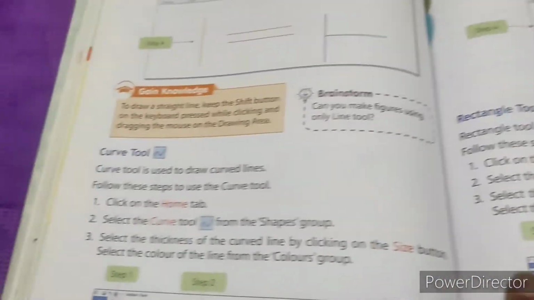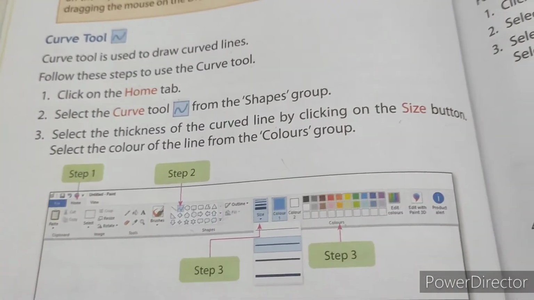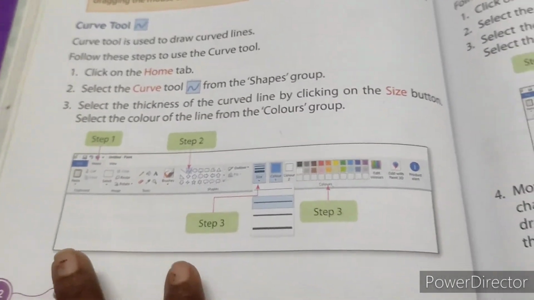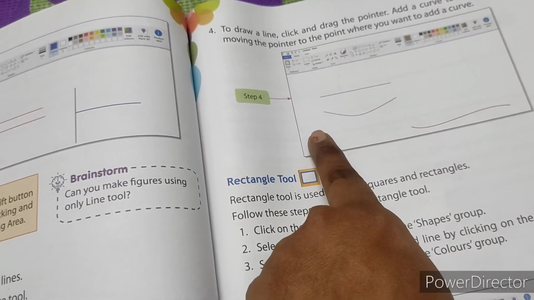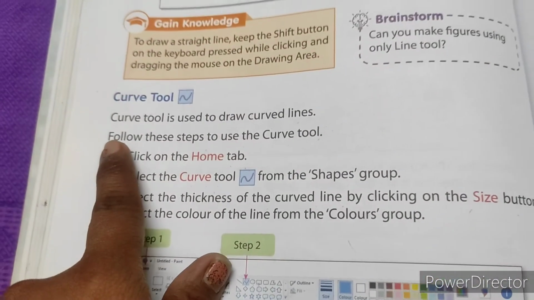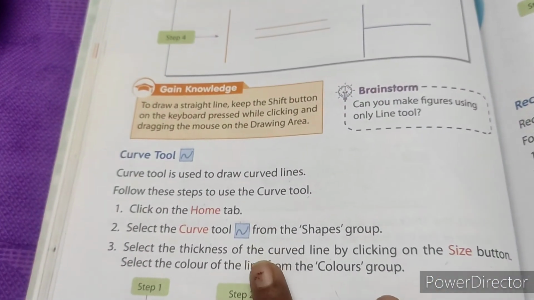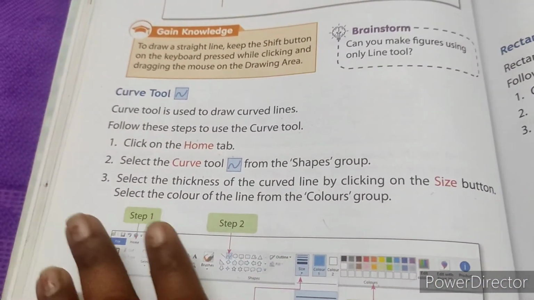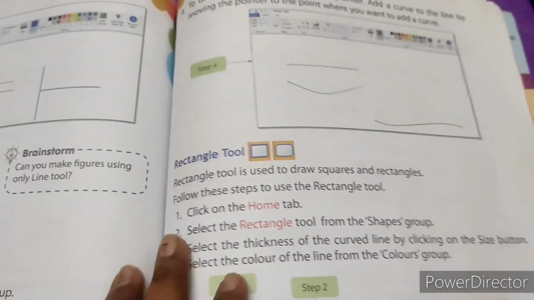Turn your page. Next is curve tool. I already explained what is curve tool. Suppose you want to draw a face of smiley like this, so you want to add a smile on that, so you use curve tool. Curve tool means curve, like shape of curve. Again you have to find the curve tool in shapes option. Clear?